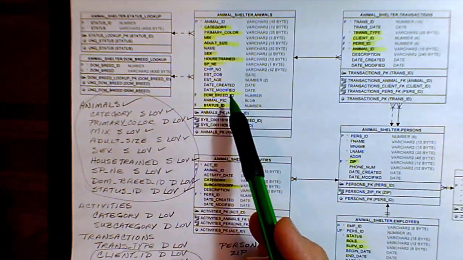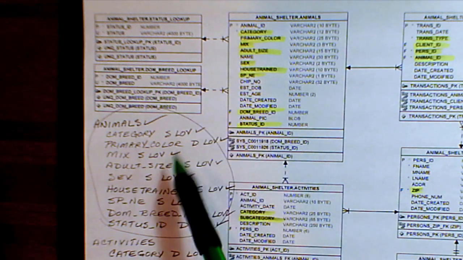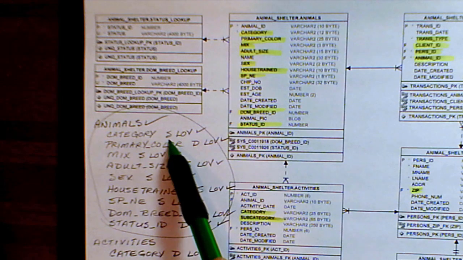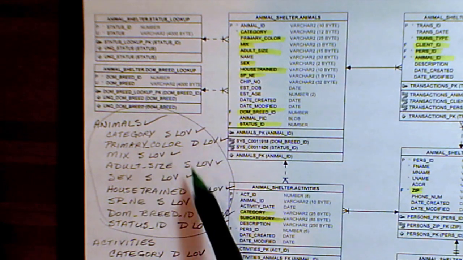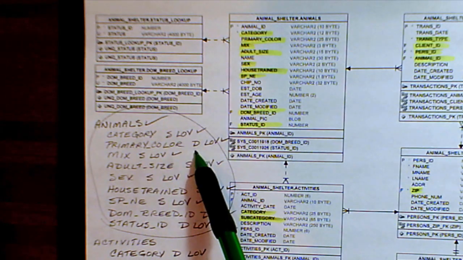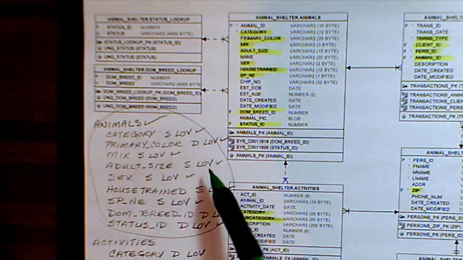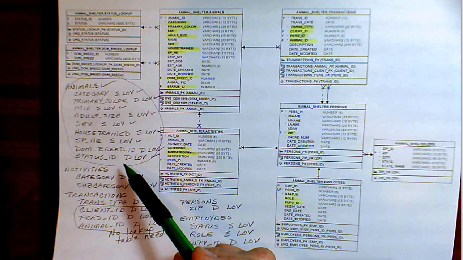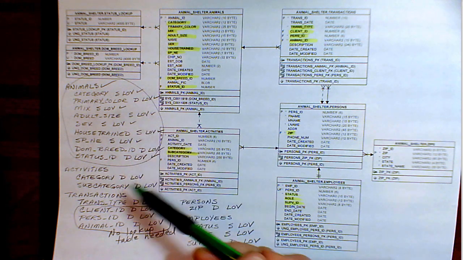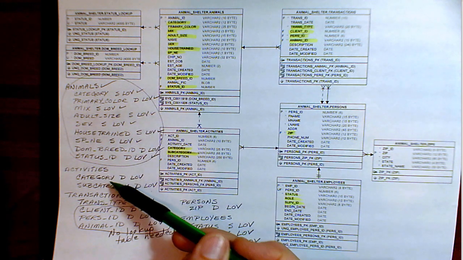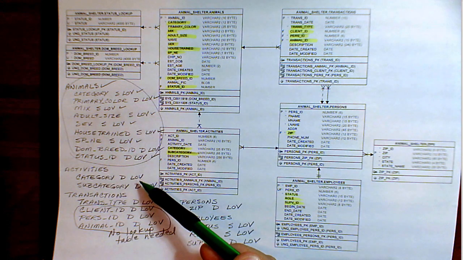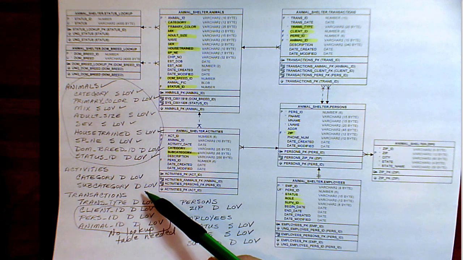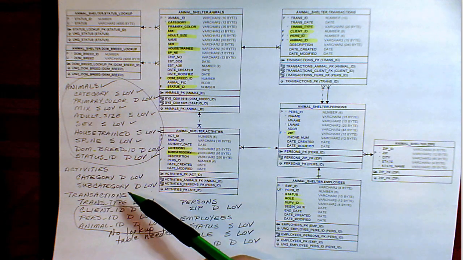We've already dealt with animals. We created several static LOVs. That's what the S is standing for here. We created a couple of lookup tables. That's what the D stands for here. So we've done all of these LOVs and created a lookup table if we needed it. In activities, we need a lookup table for category, and we'll do that in Apex, and for subcategory, and then we're going to modify this one.